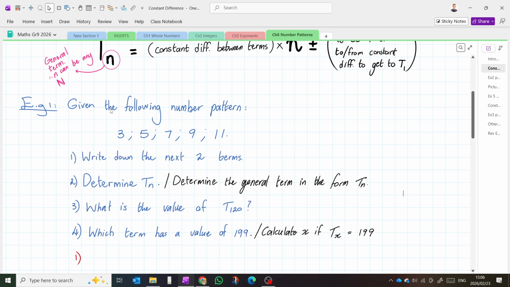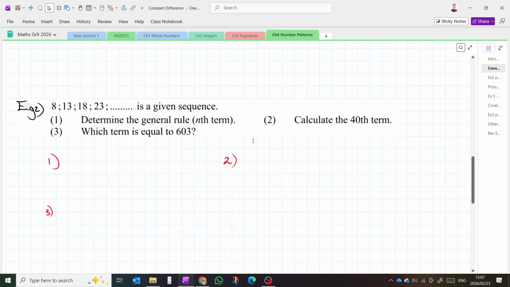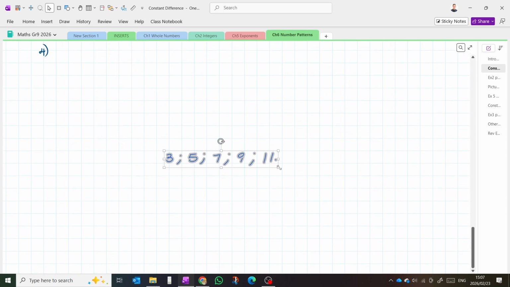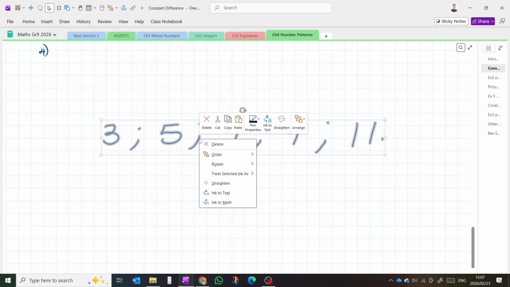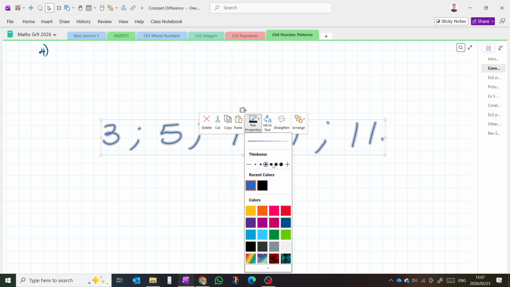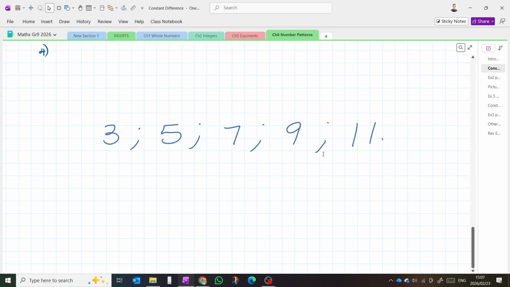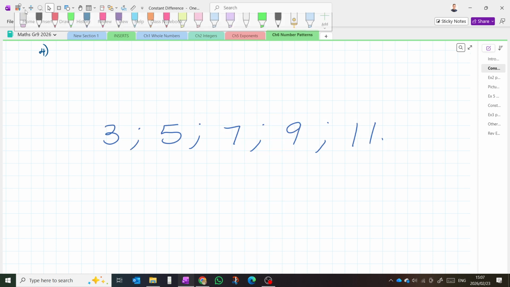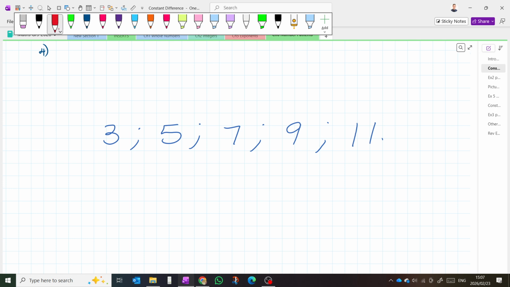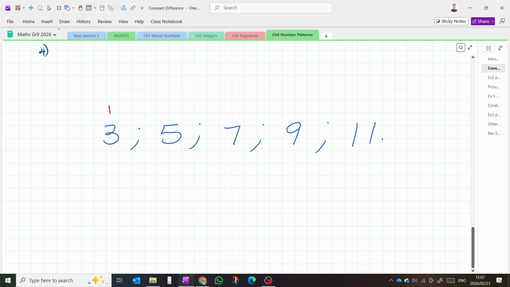Okay, but first I want to have a look at our number pattern. So I'm going to grab it, move it way to the bottom, and enlarge it, so we can just talk a bit about the notation, as I mentioned earlier. These are the terms that were given to us. We were given 3 as term number 1, 5 as term number 2, 7 as term number 3, 9 as term number 4, and 11 as term number 5.